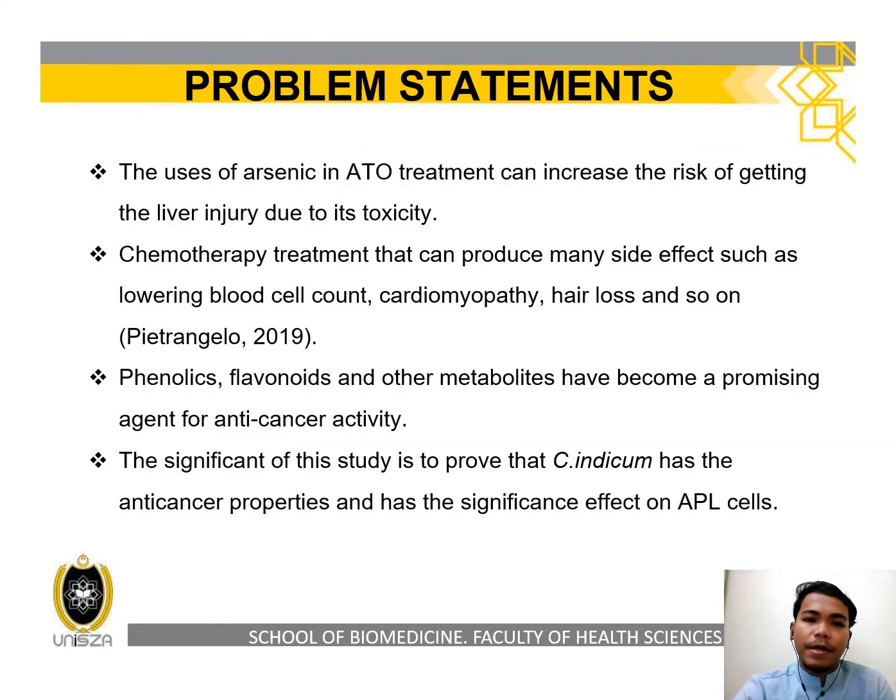For the problem statement, it has been found that the use of arsenic in ETO treatment, arsenic trioxide treatment, can increase the risk of getting liver injury. Besides that, chemotherapy also has its side effects. So that's why many researchers have turned their attention to natural herbal treatment. So they are looking for the important and significant secondary metabolites such as phenolics, flavonoids, and so on.